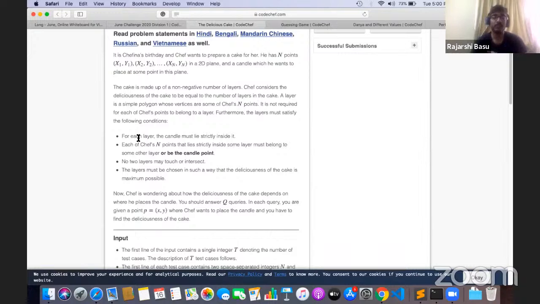Now you will actually have q queries where in each query you are given a candle and you will have to report the number of layers. So what are the conditions for the layers? The candle must lie strictly inside it, so not on the border or anything. Each of the chef's endpoints that lie strictly inside some layer must belong to some other layer. So that basically means that there should be no free point, like every point should belong to one of the layers, and no two layers may touch or intersect.